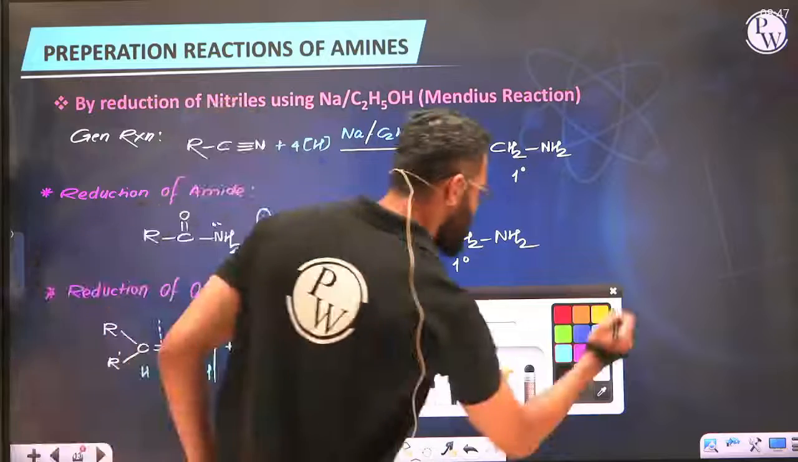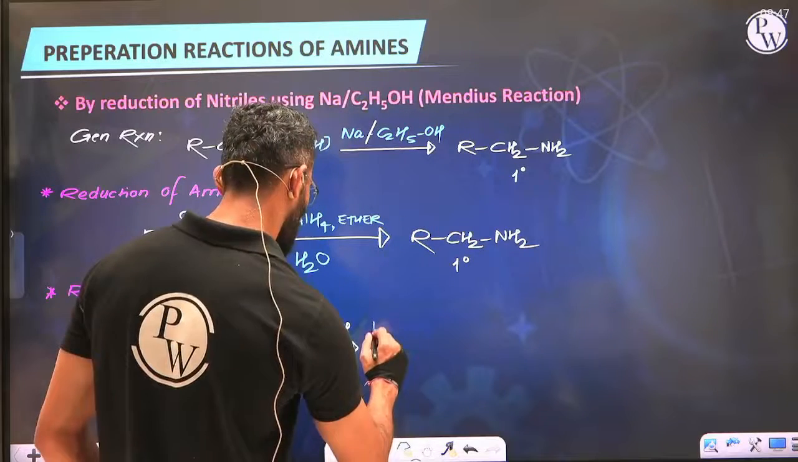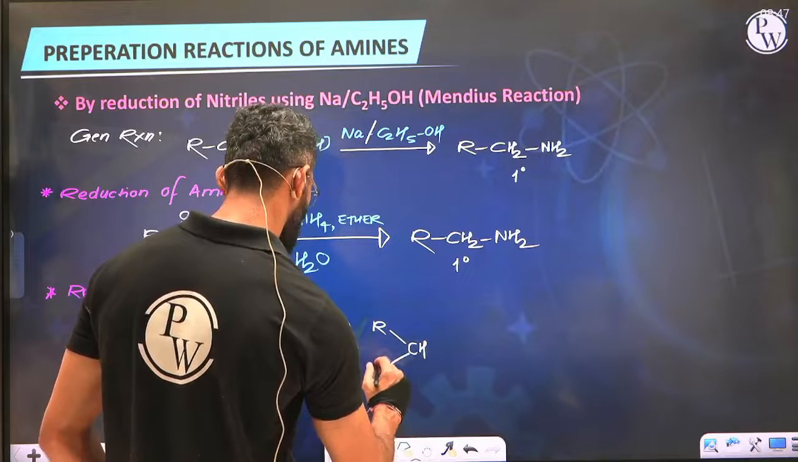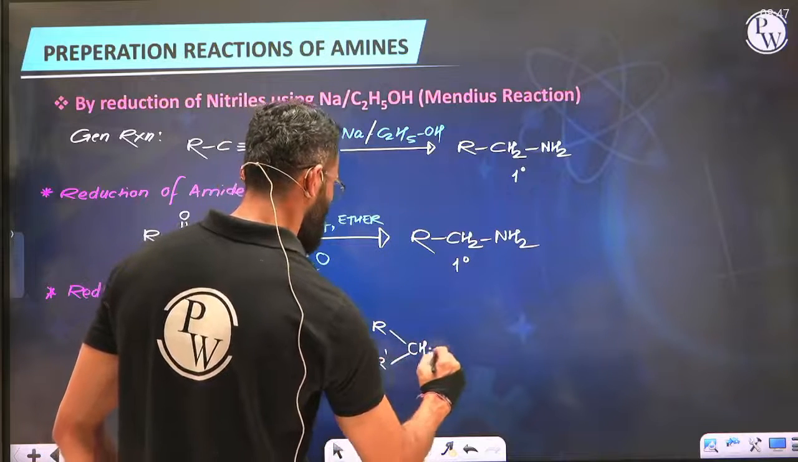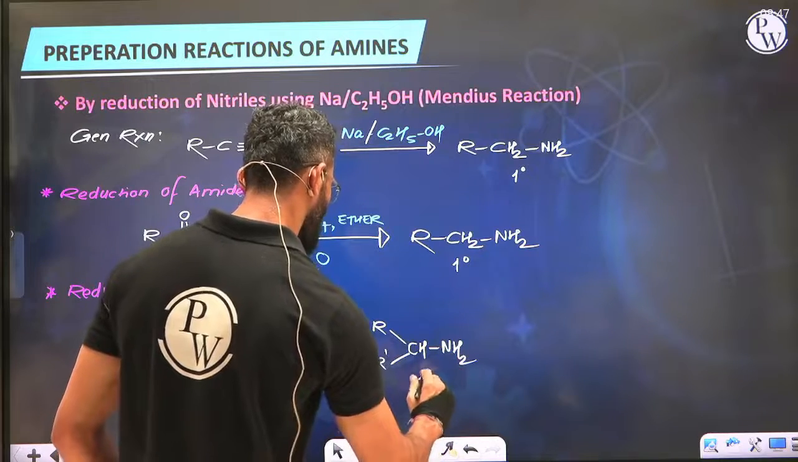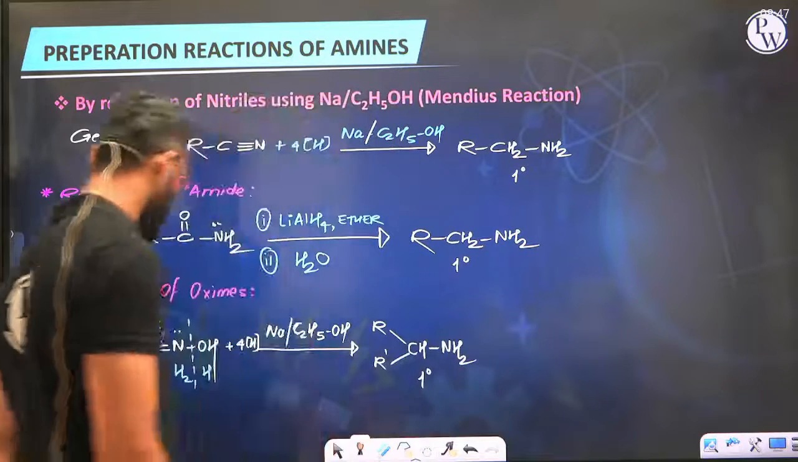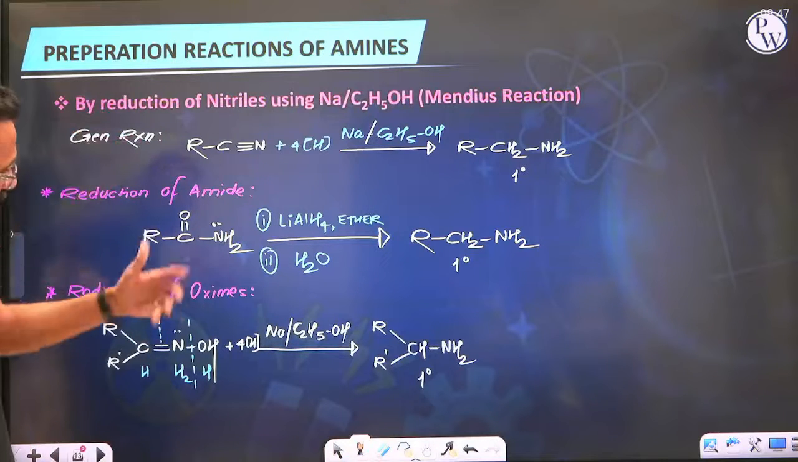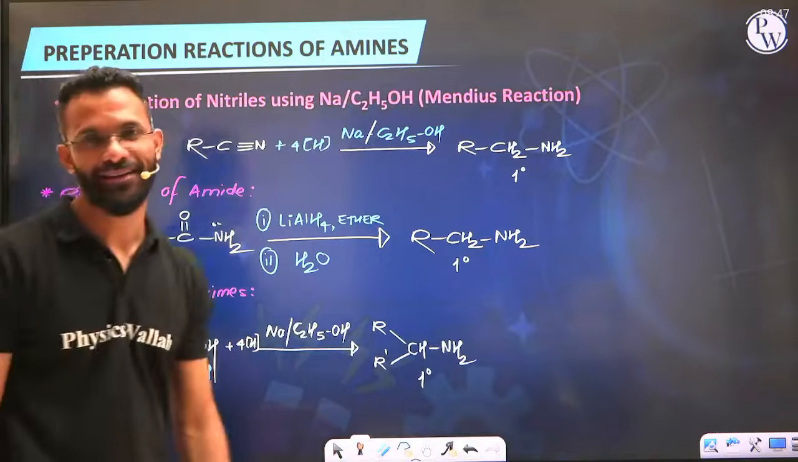So the product obtained here is R CHR' single bond NH2. So we've got primary amine plus water. So that's how nitriles, amides and oximes can be reduced to the corresponding compounds.